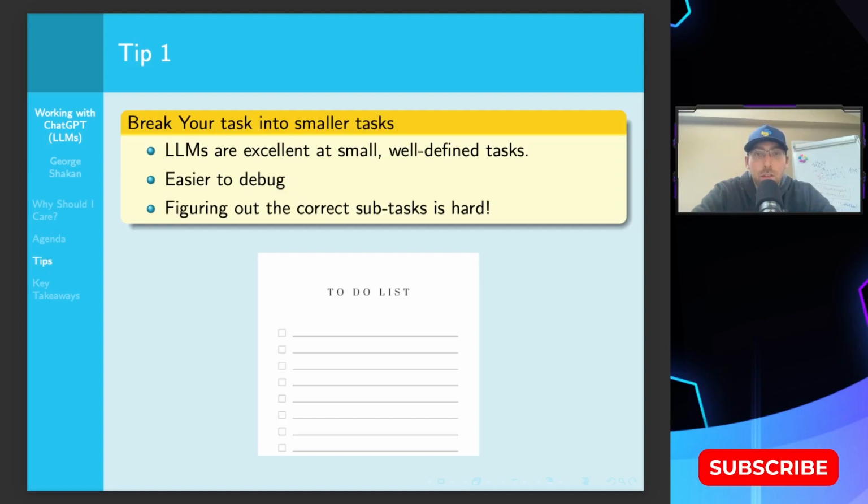Now, I will say, figuring out the correct subtask or subproblem could be pretty hard. It doesn't have to be super hard, but it can take some creativity to figure out, this is how I should think of this problem so that the LLM can solve it correctly. So I will say that. But in conclusion, if you can break your problem into a bunch of smaller problems, that should give your LLM a better opportunity to solve those smaller problems and then combine them into one big solution.